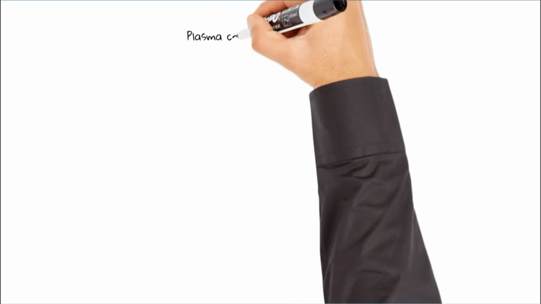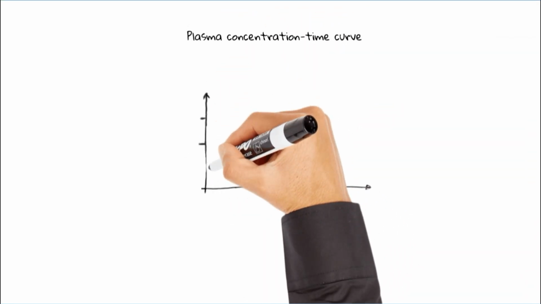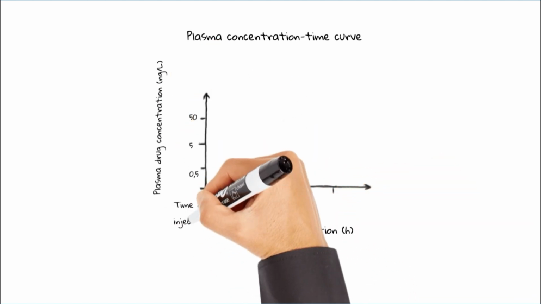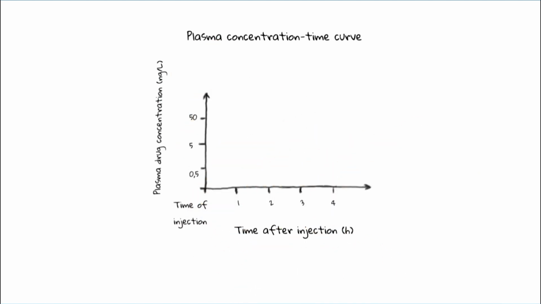To estimate the volume of distribution of a drug in the human body, we need to analyze its plasma concentration versus time graph. After intravenous drug administration, the plasma drug concentration falls rapidly at first as the drug is distributed from the blood to peripheral tissues. This is the so-called alpha or distribution phase. This phase is followed by a slow decline of the plasma drug concentration during the elimination, or beta phase.